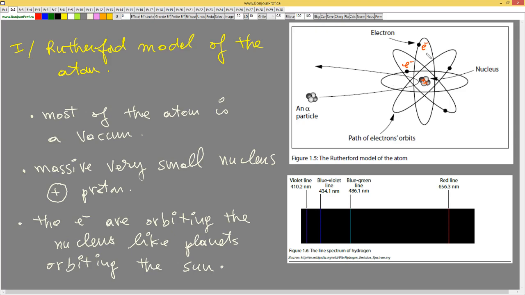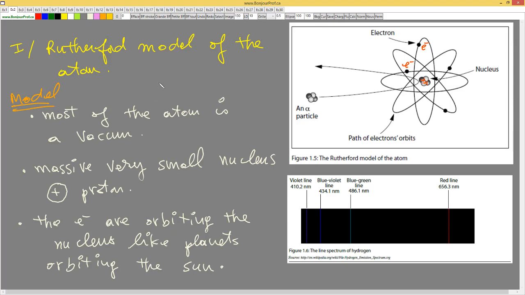But this model has problems. This model explains the experiments that Rutherford did and the experiments that were before him. It explains lots of experiments, but it doesn't explain two problems. So I'm going to write here, Rutherford. This is the model.